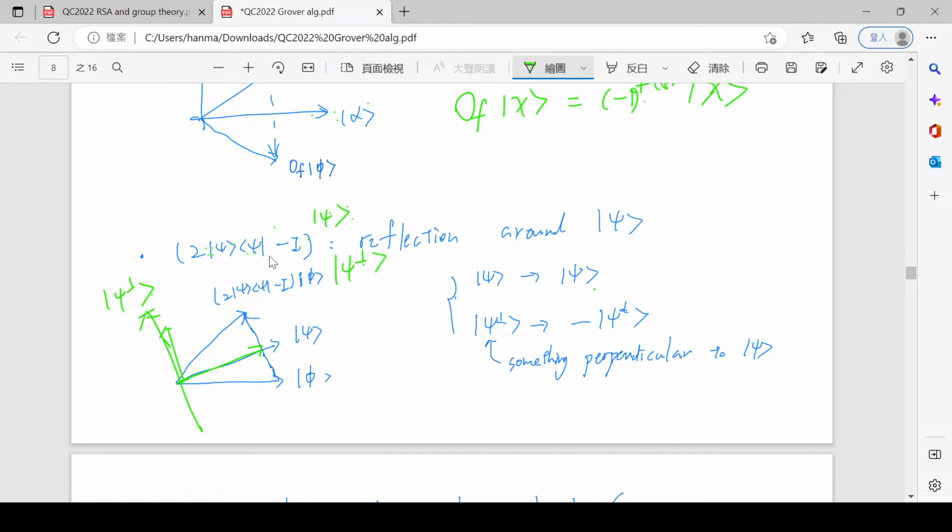Phi perpendicular and phi are obviously orthogonal to each other. So you multiply this on this, then you get 0 here. Everything left is minus identity times phi perpendicular, so it's minus phi perpendicular. Whatever vector you have, the perpendicular component gets a negative sign. So what this whole thing does is reflect around your phi. Okay?